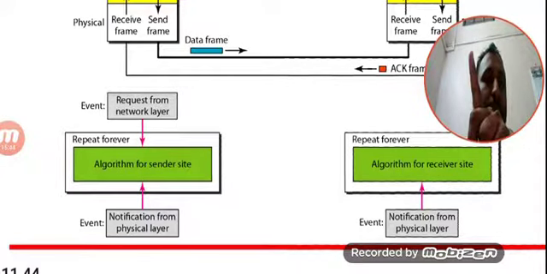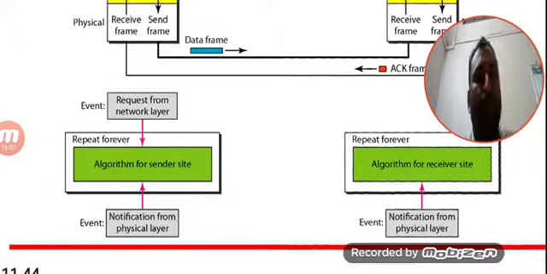Event number one: it must receive a request from the network layer, the layer above the data link layer, that data has to be sent. At the same time, it must also receive a notification from the physical layer at the sender end, which will tell that whatever was sent earlier has been received by the receiver.